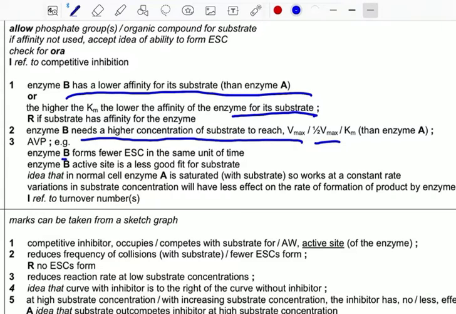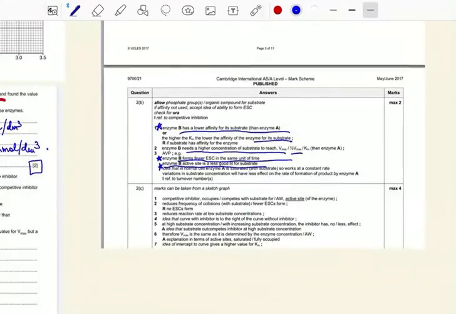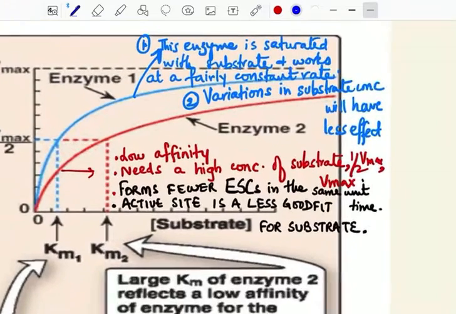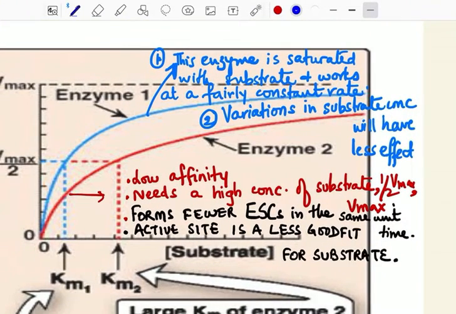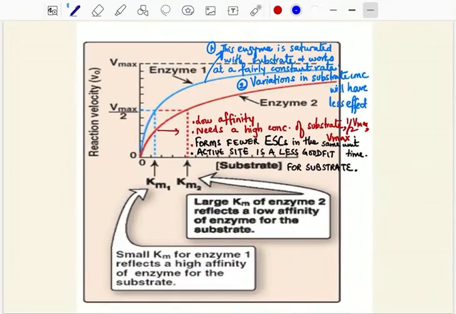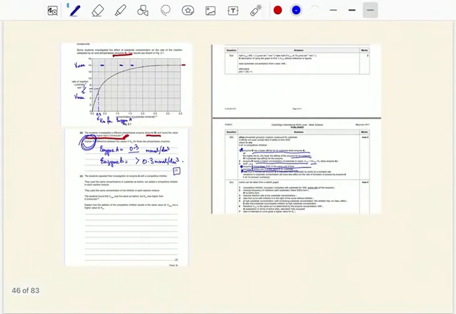Enzyme B is forming fewer enzyme substrate complexes in the same unit of time. Enzyme B's active site is a less good fit for the substrate. So if you note down these points: less good fit, fewer enzyme substrate complexes formed in a unit time, it has a lower affinity. These are the same points which were mentioned on this slide, right? So you should practice these kinds of technical questions, go through past papers and practice them more as well.